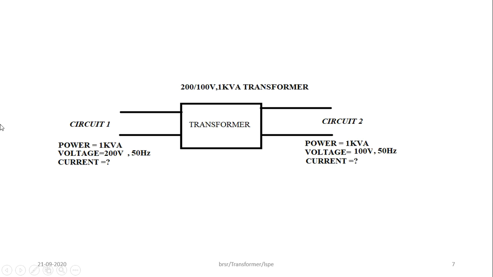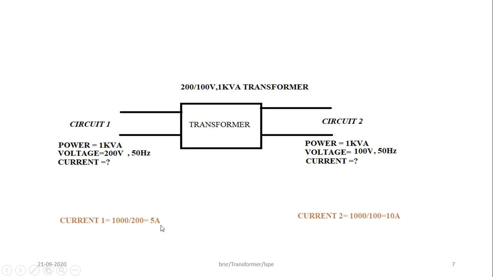Given these data, can we find out the current on the primary side, current on the secondary side? The current on the primary side is given by the power in volt ampere divided by the voltage. The secondary side also we calculate the current in a similar way. So we see that the current on the circuit 1 is 1000 divided by 200, which is 5 ampere, and the current on the secondary side is 1000 divided by 100, which is 10 ampere. Let us now look at the values of the current.